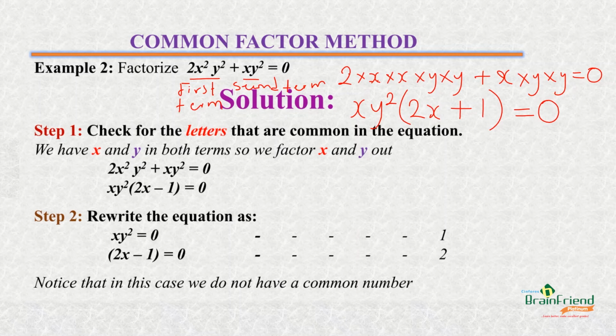Now, our next step is to rewrite the equation as x times y squared is equal to 0. Let's name that equation 1. And also, we have that 2x minus 1 is equal to 0. That we will call equation 2. Notice that in this case, we do not have a common number. Rather, what we would have is a common letter.